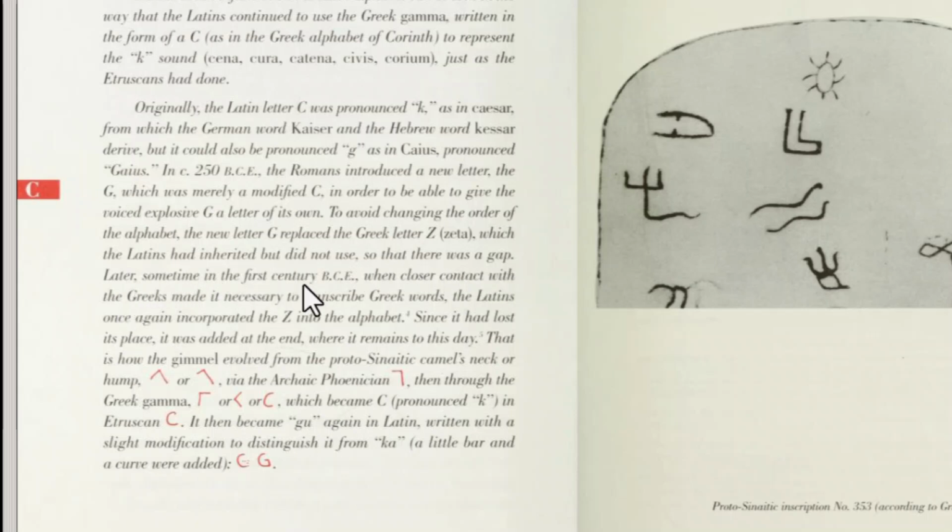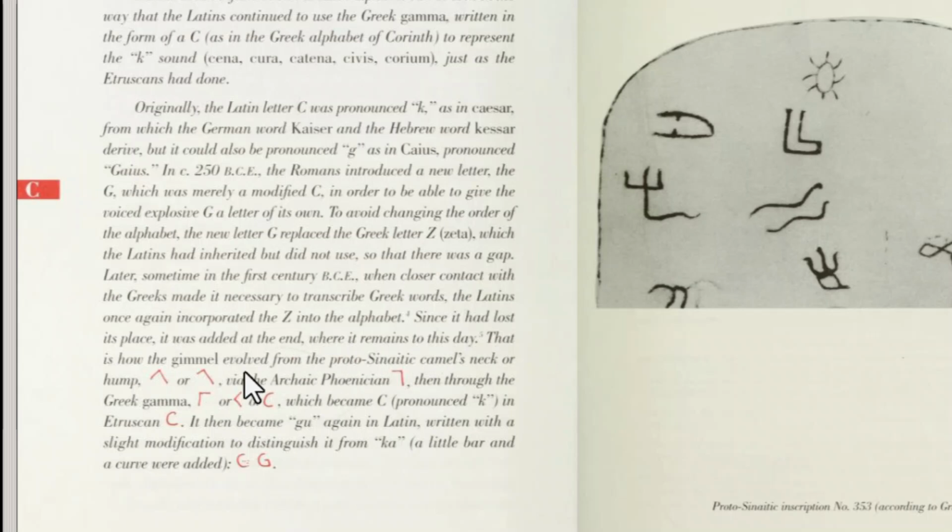Later, sometime in the 1st century BCE, when closer contact with the Greeks made it necessary to transcribe Greek words, the Latins once again incorporated the Z into the alphabet. Since it had lost its place, it was added to the end, where it remains to this day.